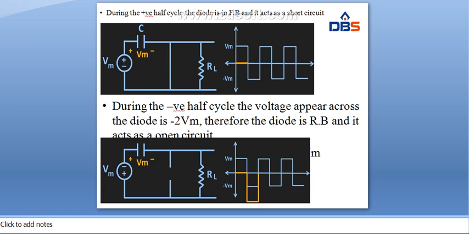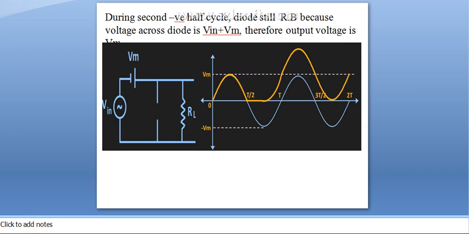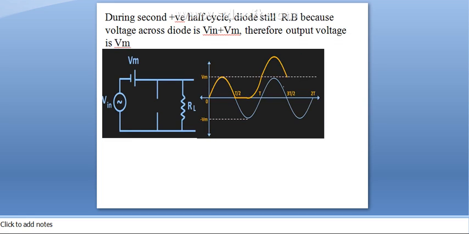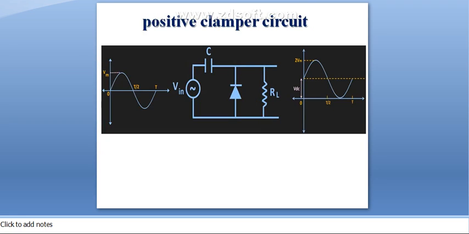Okay. So clampers can be classified into two types: positive clamper and negative clamper. This one is the positive clamper. In the positive clamper, the clamping circuit shifts the input waveform in a positive direction.